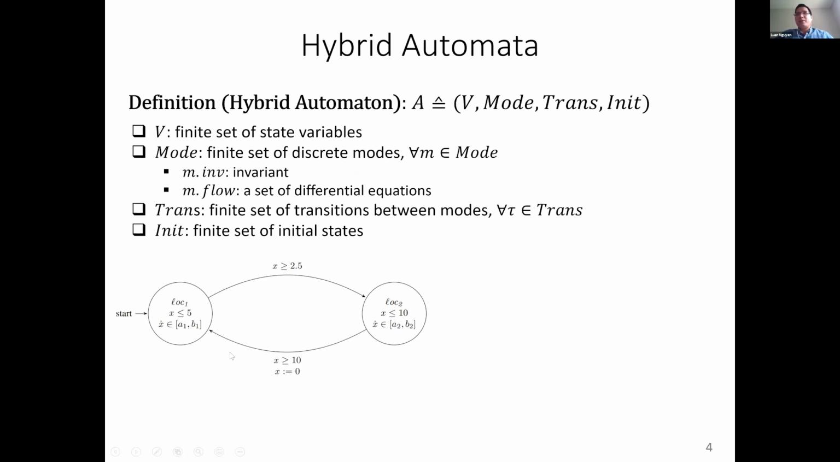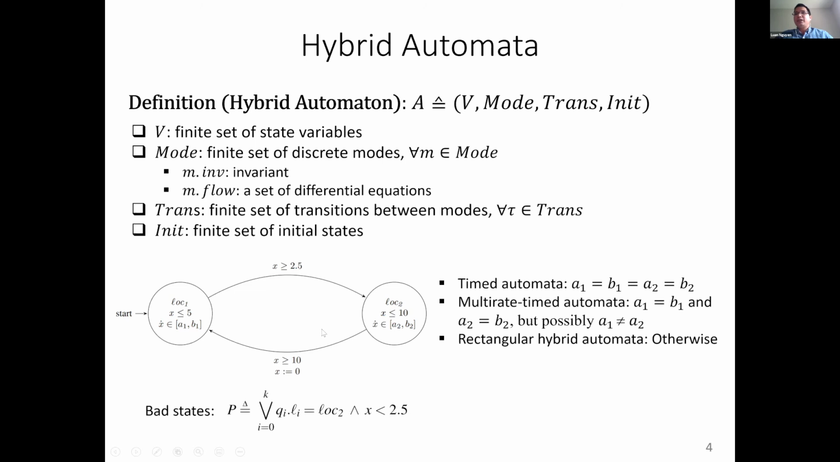And this is a sample hybrid automaton, which we call a rectangular hybrid automaton, where we see that the continuous update of the state variable is bounded within some constant range, for example here from A1 to B1. And this model has two discrete modes, log1 and log2. And actually we will have a timed automaton if the lower bound and upper bound are equal, right?